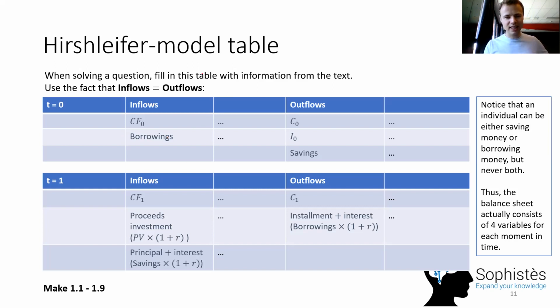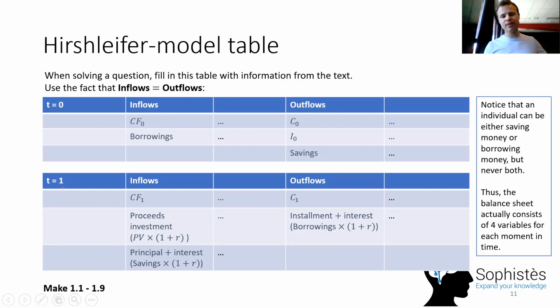So what I did in this table for the Hirshleifer, I used the fact that the inflows will equal the outflows. So what are the inflows that you have? The CF0, the borrowings, those are the inflows in T0. And what are the outflows? Well, you can consume something, you can invest, or you can save.